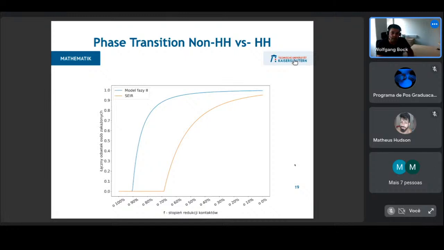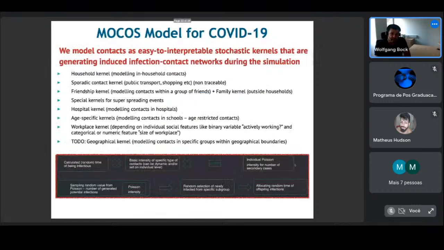You can somehow model this small network structure inside, and then you can see what the average size of a household is, or the variance of the distribution of the household size, in such a graph. So what do we have inside of the MOCOS model? We have the household kernel, of course. That means we model household contacts, we model sporadic contacts, that means what happens in public transport, and these are non-traceable, so this is something we have to assume.